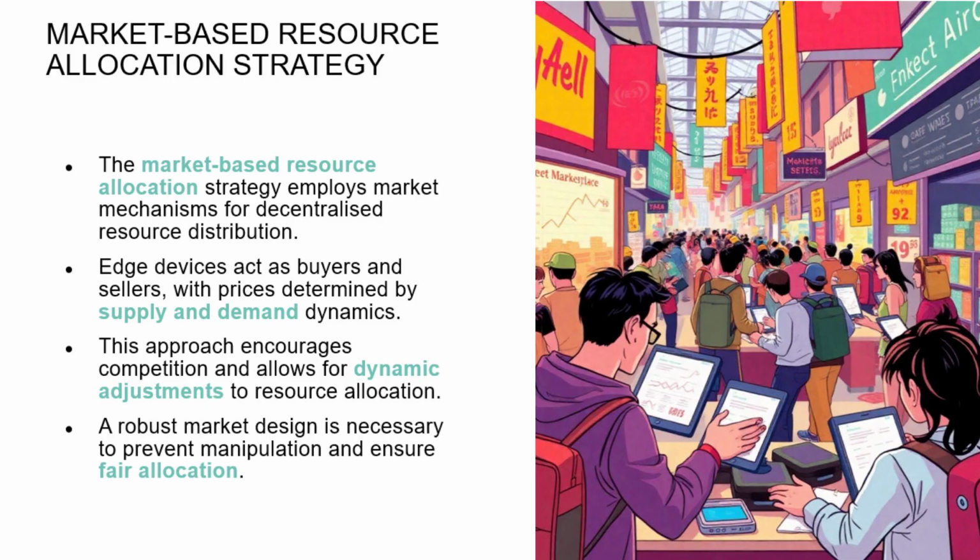4. Market-based resource allocation. This strategy adopts market mechanisms to allocate resources in a decentralized manner. Edge devices or applications act as buyers and sellers of resources, and prices are determined based on supply and demand. Market-based resource allocation fosters competition and allows for dynamic adjustment of resource allocation based on changing market conditions. However, it requires a robust market design and mechanisms to avoid manipulation and ensure fair resource allocation.